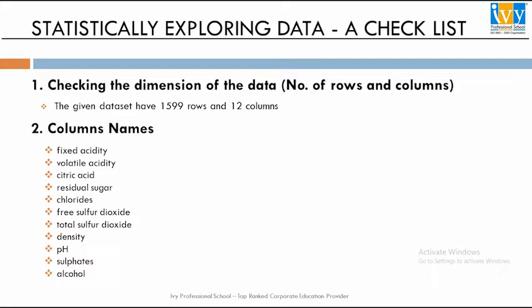Next thing you should know is the column names, which in this case, in the beginning we already saw the independent variables. Our variables here are fixed acidity, volatile acidity, citric acid, residual sugar, chlorides, free sulfur dioxide, total sulfur dioxide, density, pH, sulfates and alcohol.